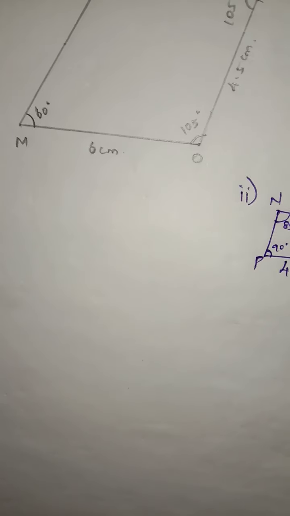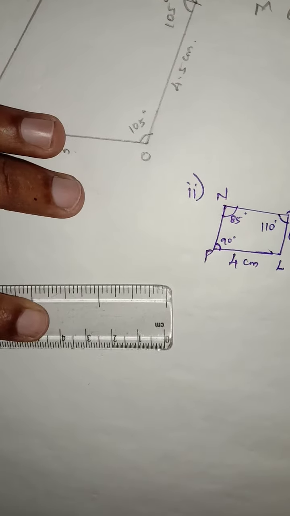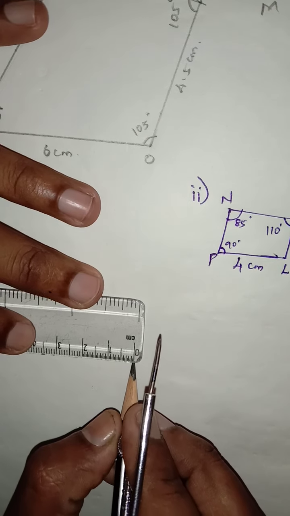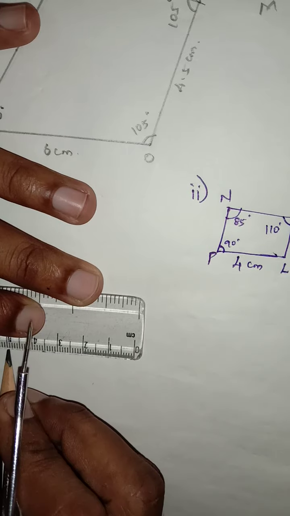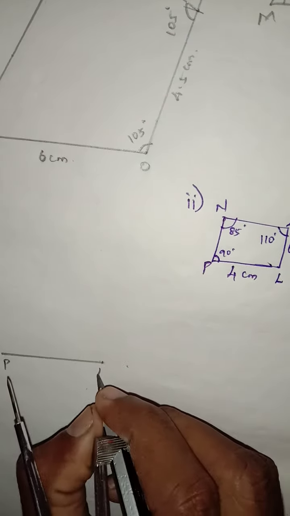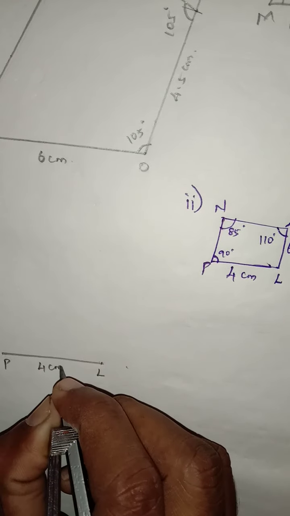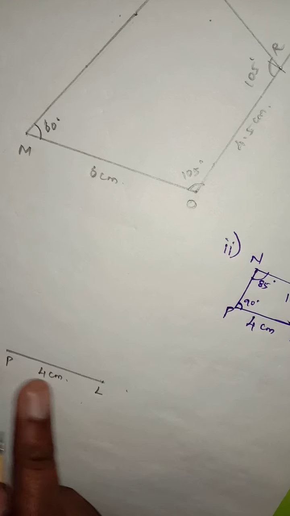So, as usual, draw a baseline whose measurement is 4 centimeter. So, 0 to 4 or 1 to 5. PL is 4 centimeter. So again, we draw the baseline.